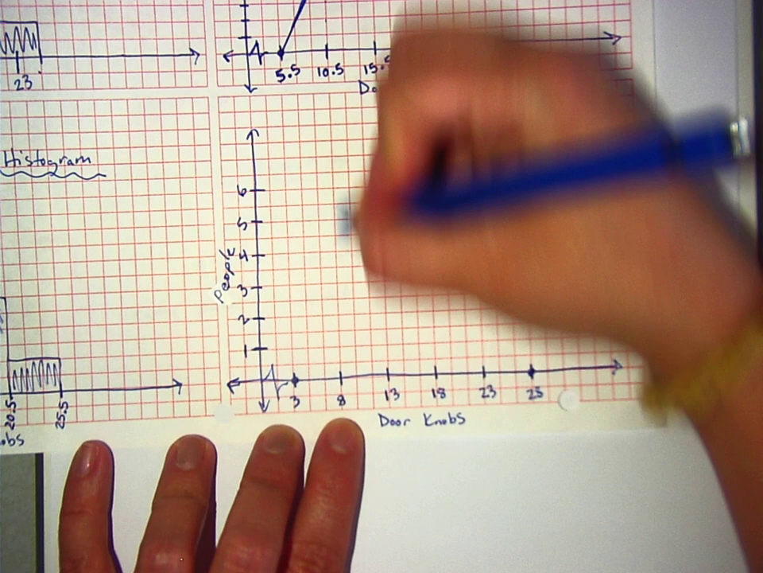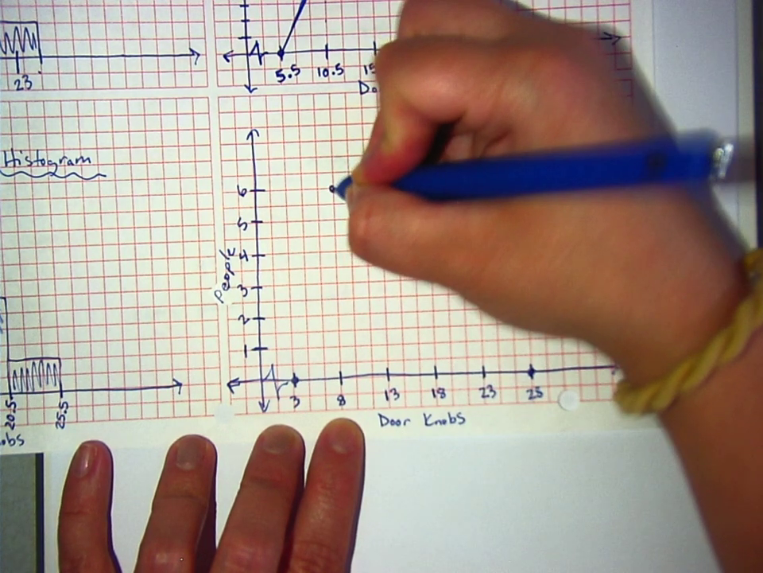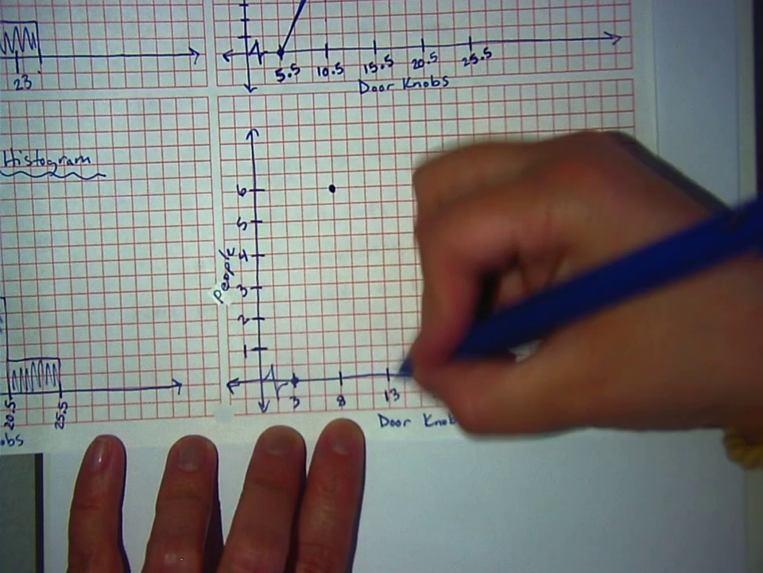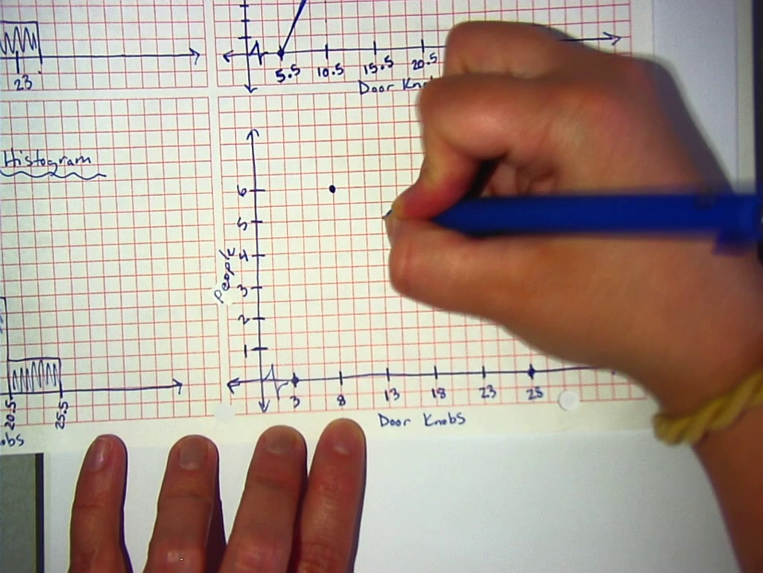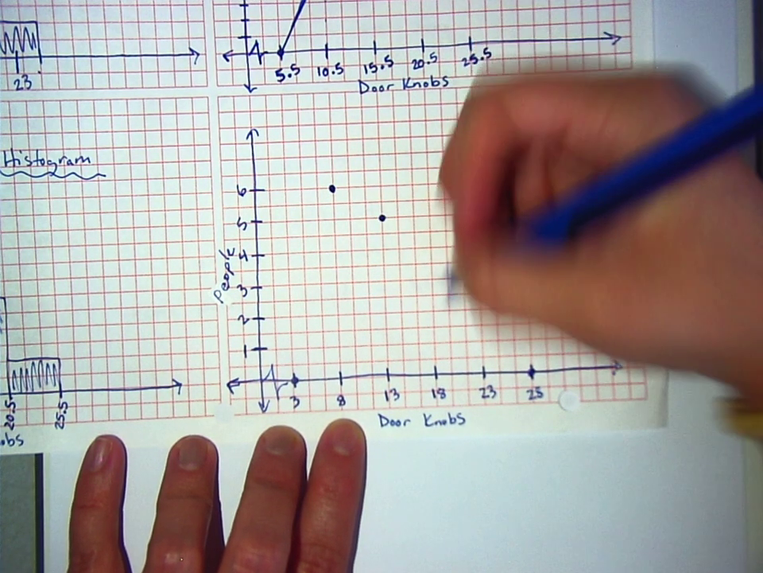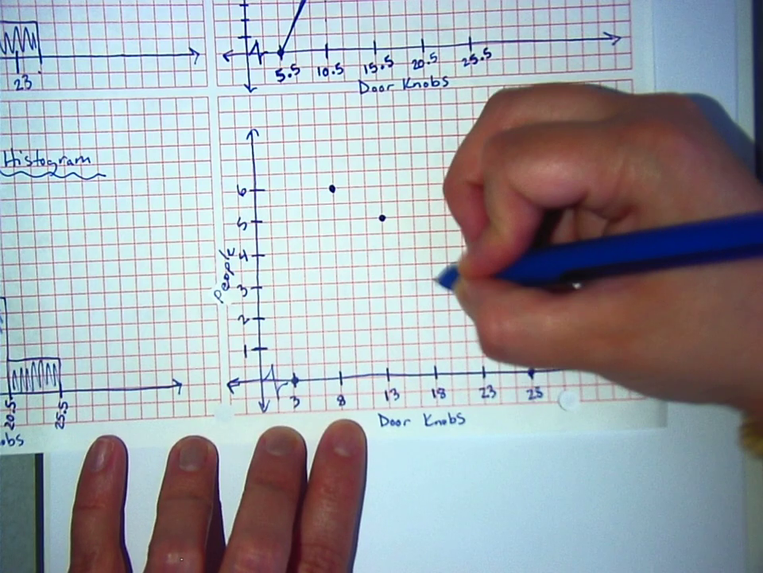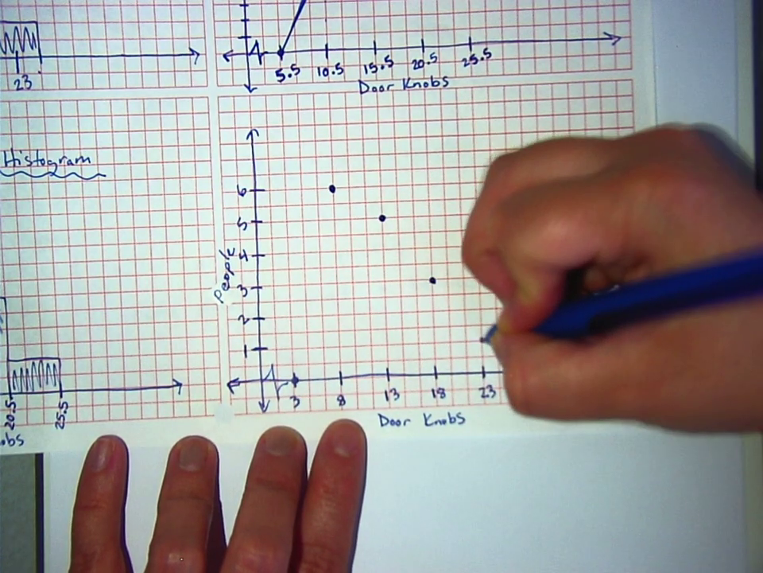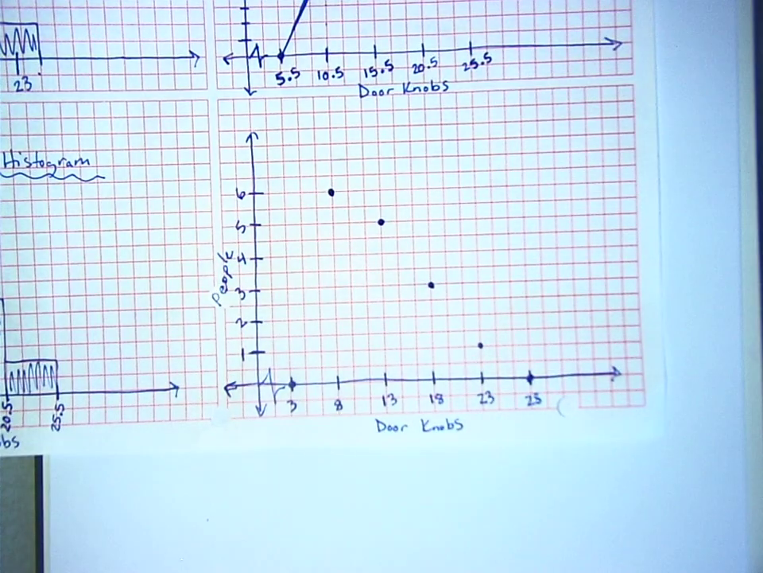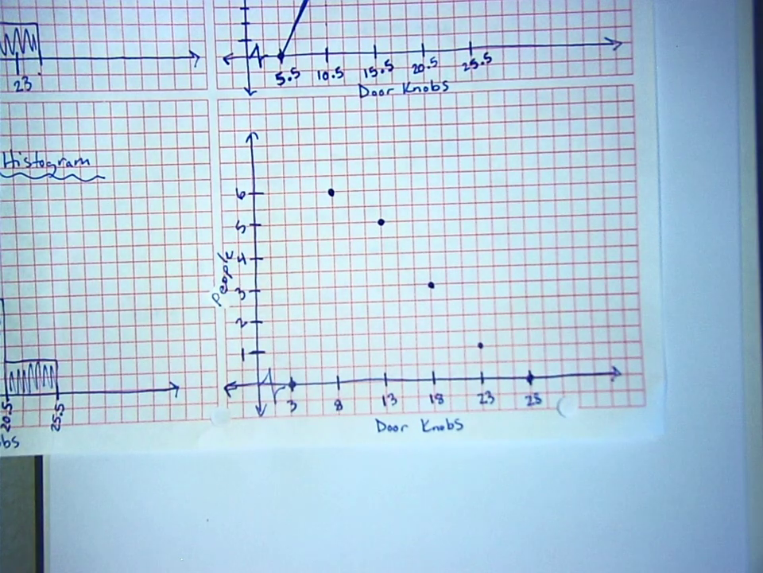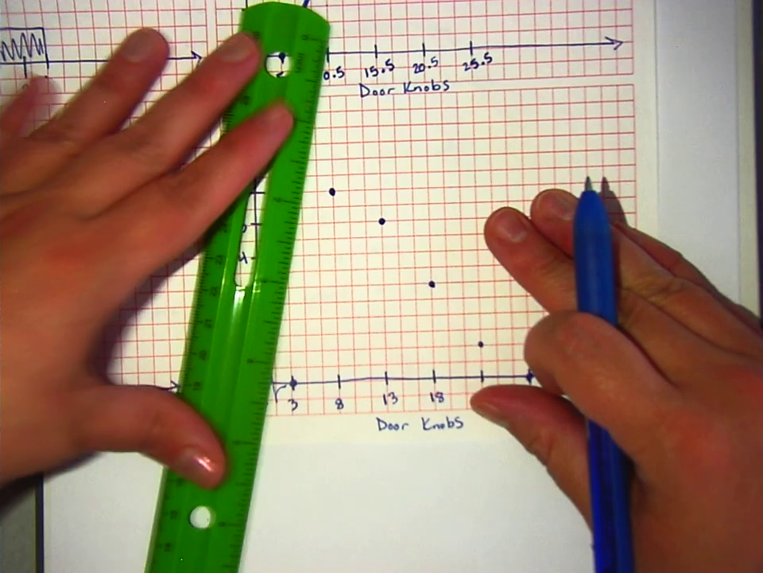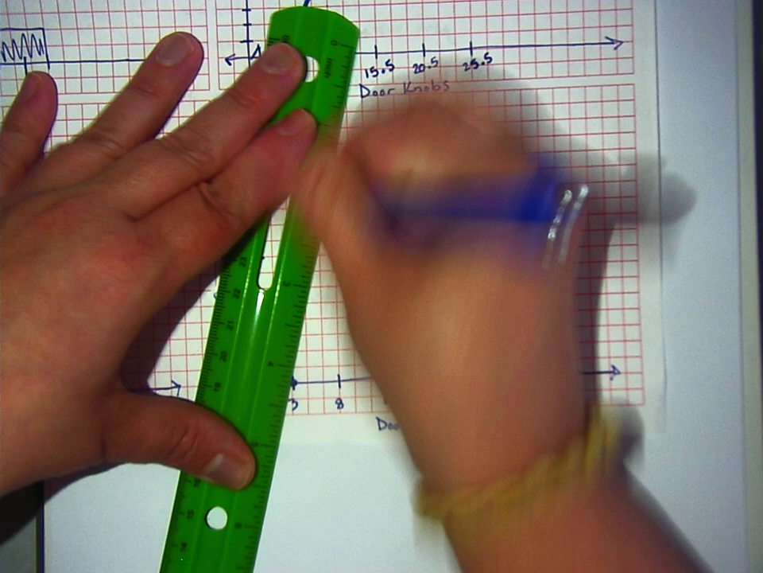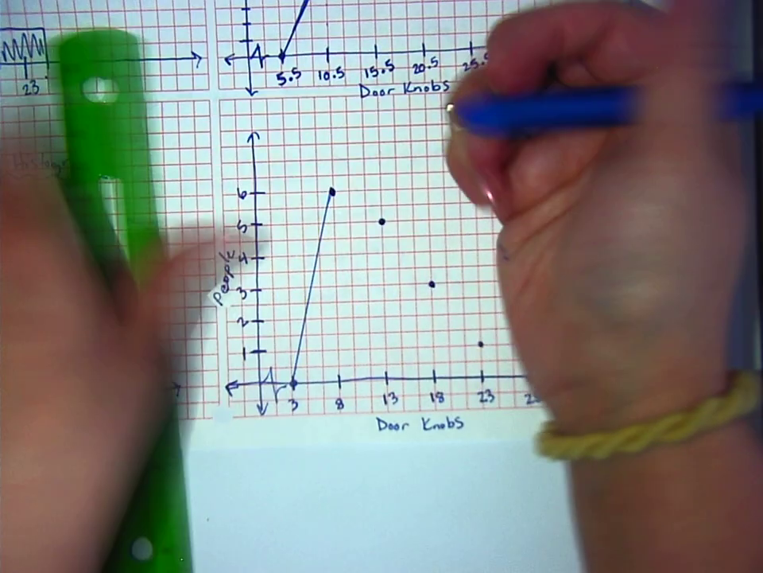And then 8 was 6. 13 is 5. 18 is 3. 23 is 1. I'm going to use a ruler for this one. Remember, you're always welcome to go grab my rulers if you want to. I also don't mind if your line is not perfectly straight.